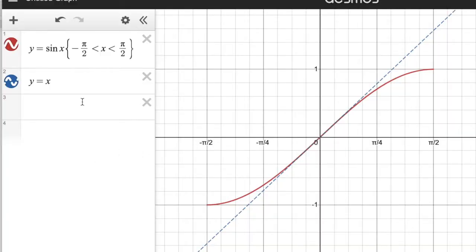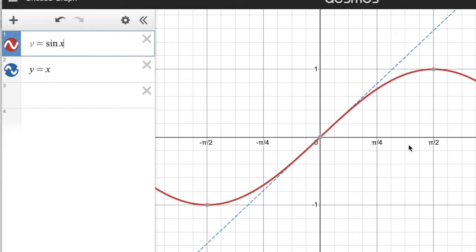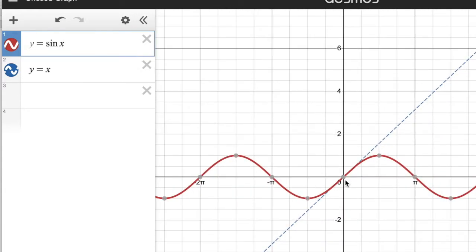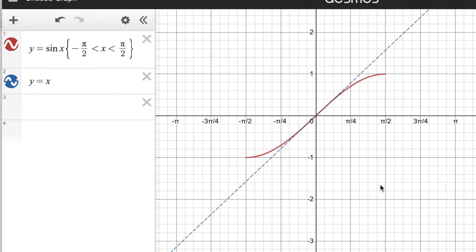Here I am in Desmos, and I've drawn the curve y equals sine x on that limited domain. So I'll just remove that limited domain for a second. You can see that sine curve there, but we've limited it by cutting it here and here so that it's monotonic increasing all the way. I've also graphed the line y equals x, and you can see my scale is in terms of pi along here, but that'd be about 1.5, just a little over 1.5. So 1 would be around here somewhere.